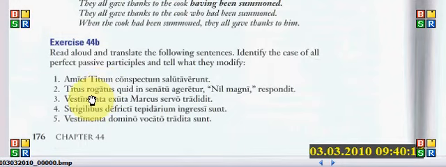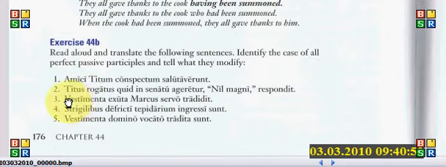Sentence number 2 says, Titus, having been asked what was discussed in the Senate, answered, "Oh, nothing big." Again, a participle, perfect passive participle, rogatus, modifying Titus. Presumably it's his friends who ask him. All we know is that he answers nothing much, and this participle describes the condition that he is. He is a fellow receiving a question.